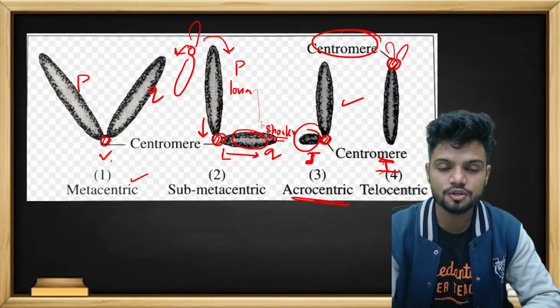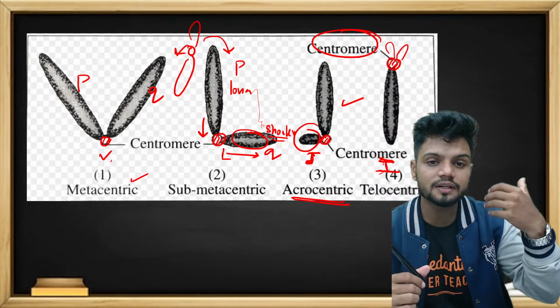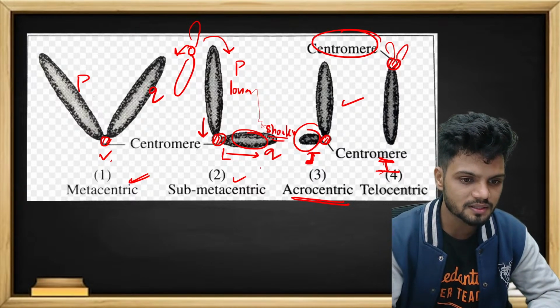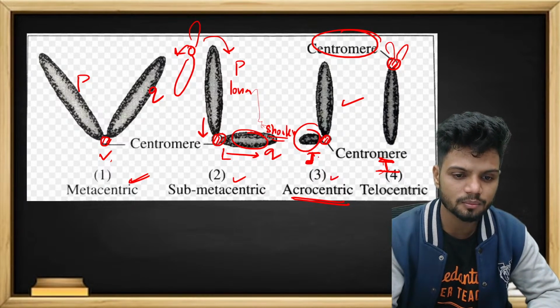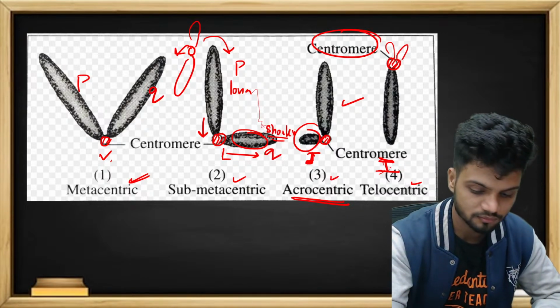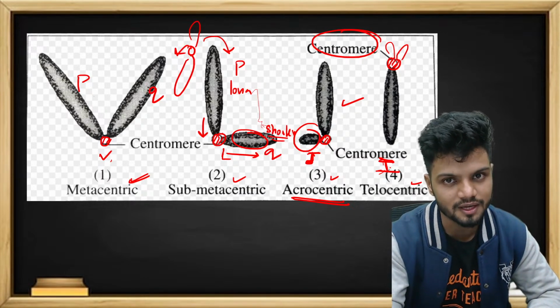Based on the position of centromere, we can have different types of chromosomes. Metacentric is V, submetacentric is going to be L, acrocentric is going to be J, and telocentric is going to be I shape. VLJI.